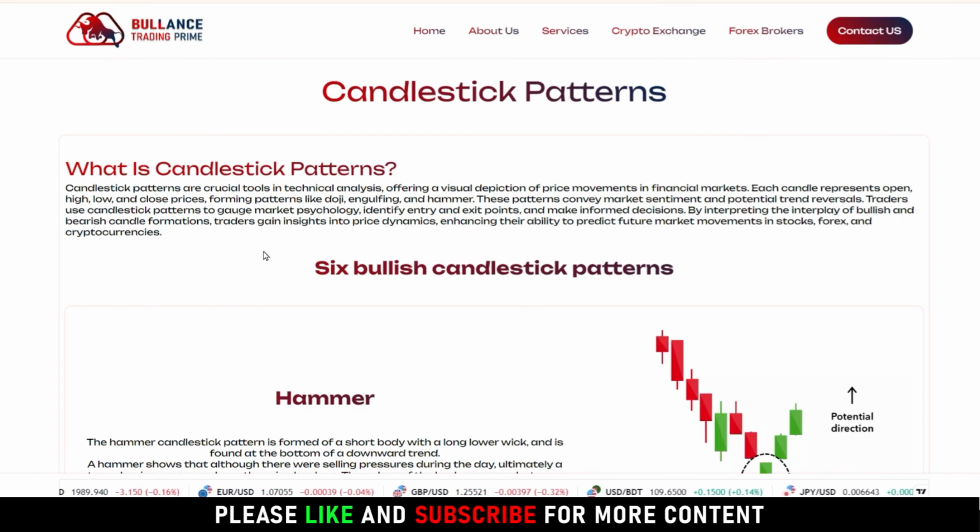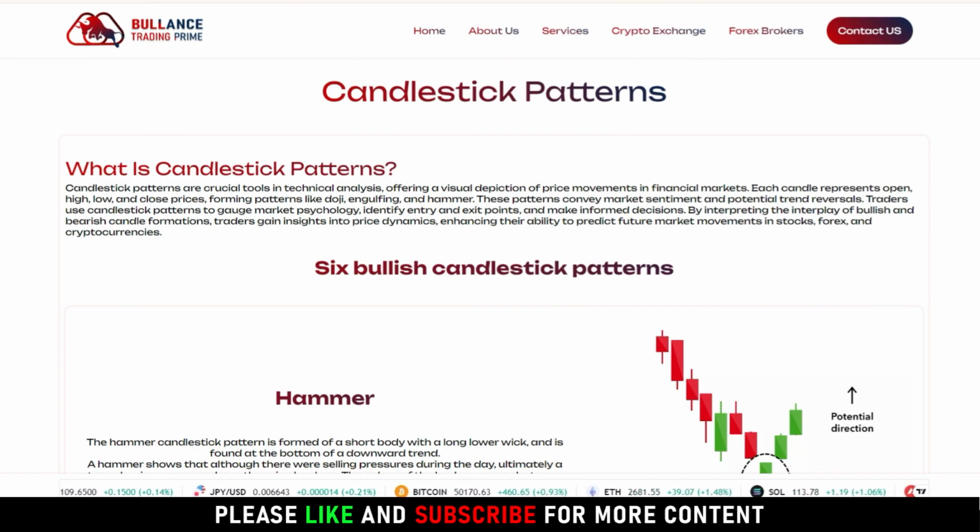in the financial market, and each candle represents the open, high, low and close prices, forming patterns. There are a lot of candlestick patterns in the market, so we'll talk only about the most popular ones, which are mostly formed in the trading chart. You can see candlestick patterns whatever you are using, like crypto trading, forex and stock trading. Wherever you're trading, everywhere you can see the same candlestick patterns.